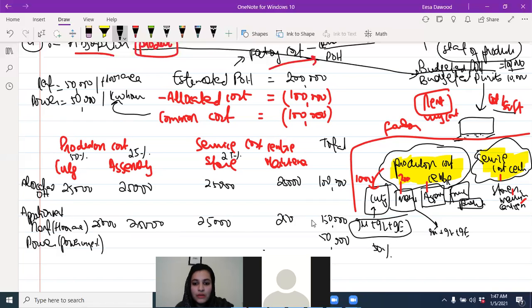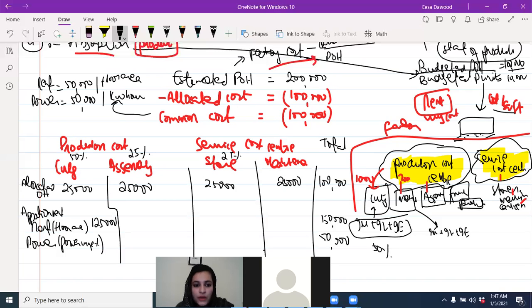So 25,000, 25,000, 25,000, and 25,000. No, that doesn't make it, let's make it 12,500 each. Then 12,500 goes to the cutting department, 12,500, 12,500. That makes 25,000, 12,500, and 12,500. That the total becomes 50,000 now.